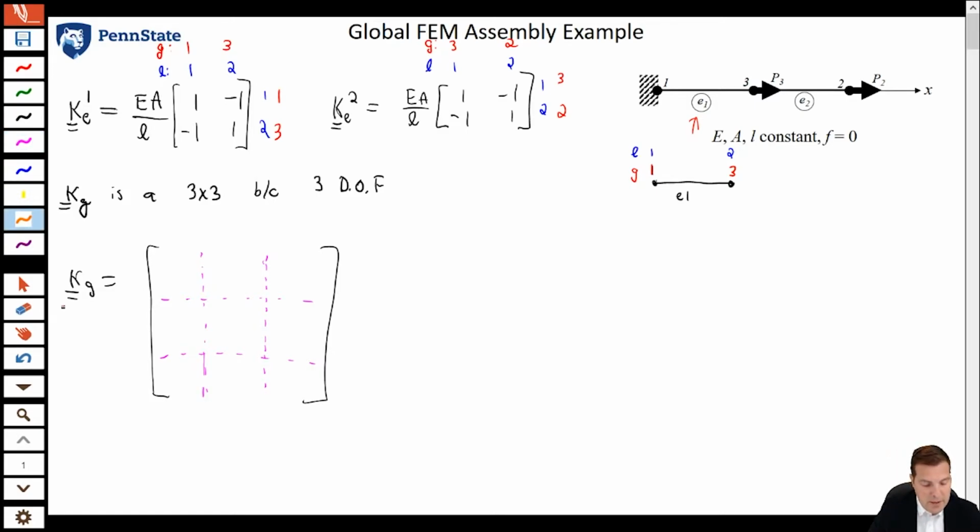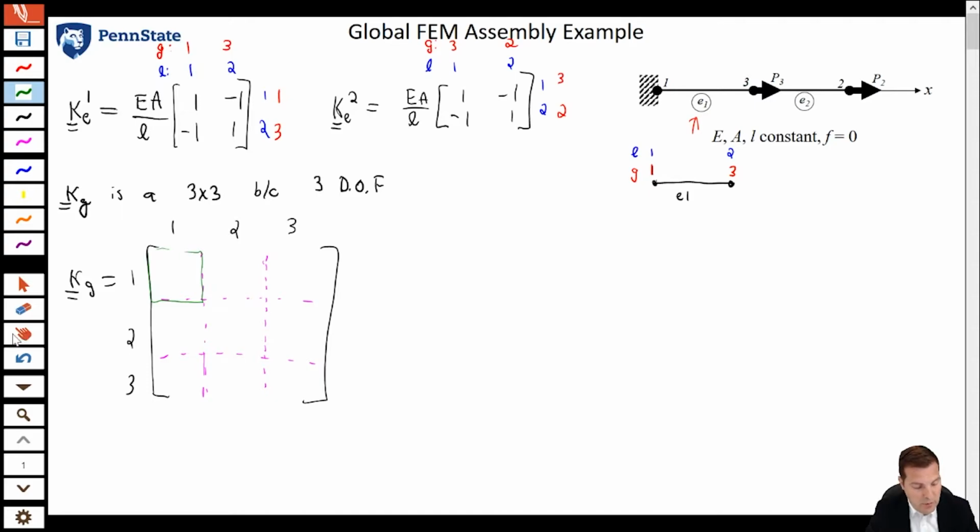So to fill these in, let's make our global numbering here. Our columns are 1, 2, and 3, and our rows are 1, 2, and 3. Columns and rows, those are our global node numbering, right? So let's take element 1 first. Let's use green for that. Where is green going to go? It's going to go in the 1 and 3 positions, right? So green is going to be in 1. So this would be the 1.